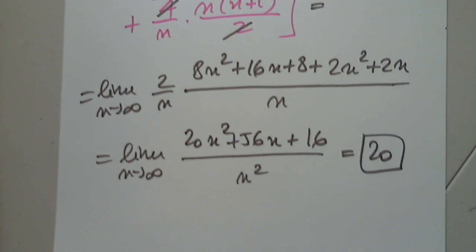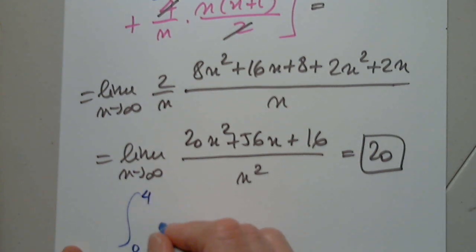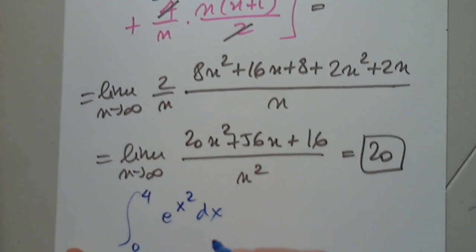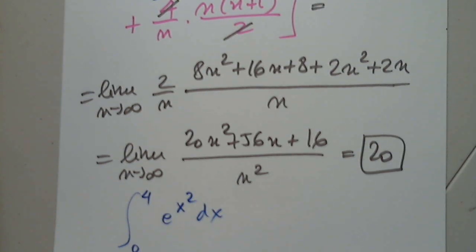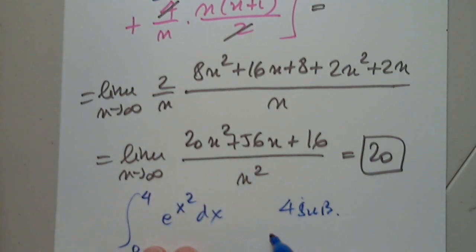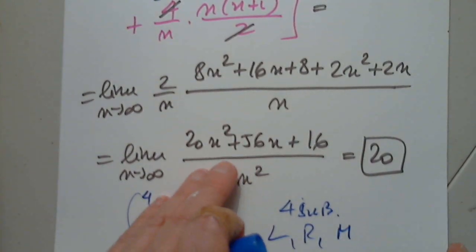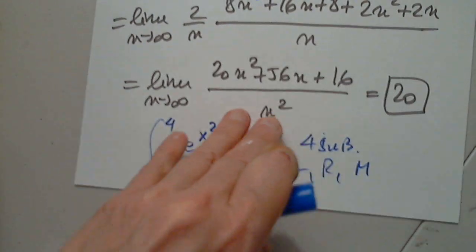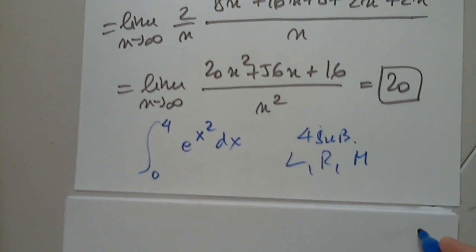Now, what if I'm asked to approximate? So let's say I have the integral from 0 to 4 of e to the x squared dx. We cannot even try to find the antiderivative of this. So we're asked to approximate using 4 subintervals. And I can let you choose leftmost point, rightmost point, or midpoint. Which one do you prefer? Midpoint. It's the best. I agree.